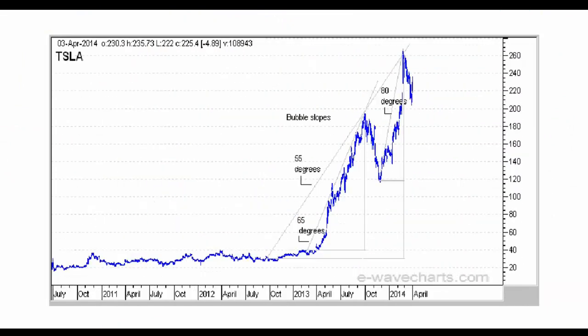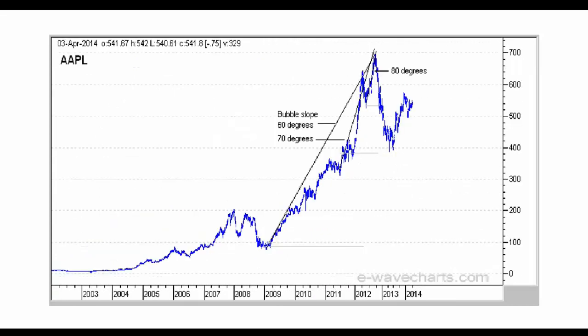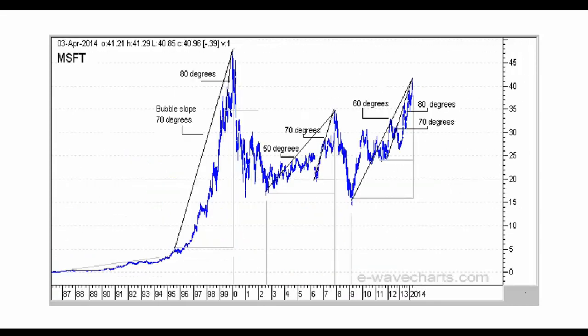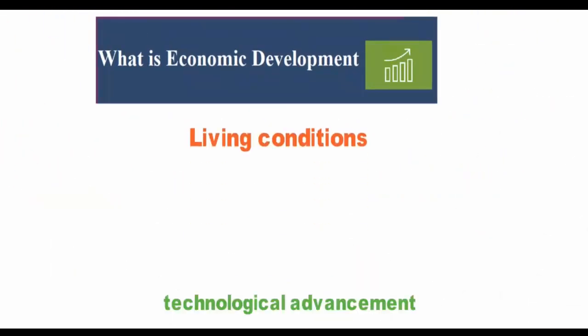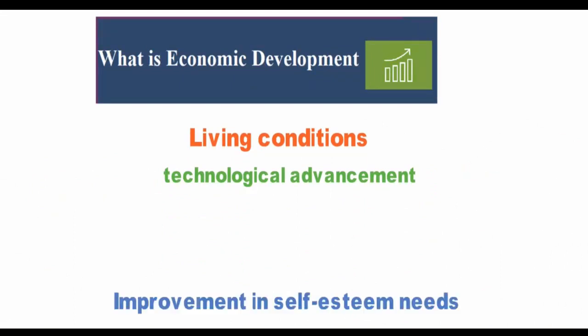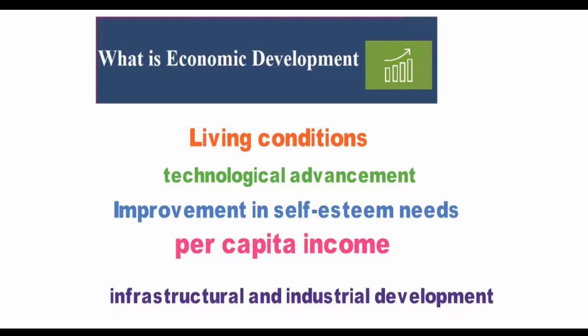Based on the development, the HDI statistics rank countries. It considers the overall development in an economy regarding the standard of living, GDP, living conditions, technological advancement, improvement in self-esteem needs, the creation of opportunities, per capita income, infrastructural and industrial development, and much more.